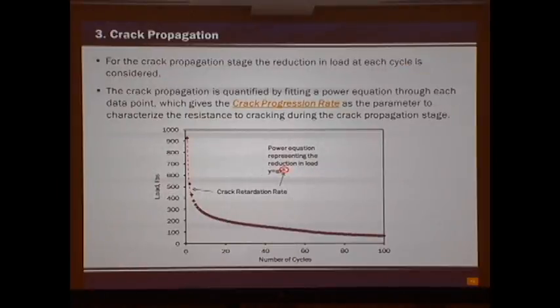And then crack propagation, or how the crack grows, we're calling this the crack progression rate. One of the things that we did was, instead of looking at the load at each cycle as it reduced, we looked at the reduction between two consecutive loads. When it got below a certain threshold, that's when the test shut off. It fit really nicely with a power curve equation, and we put that through the data. The number we're looking at is the exponent, that B, and that gives us the crack progression rate.